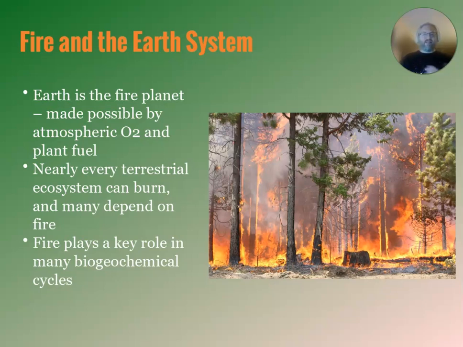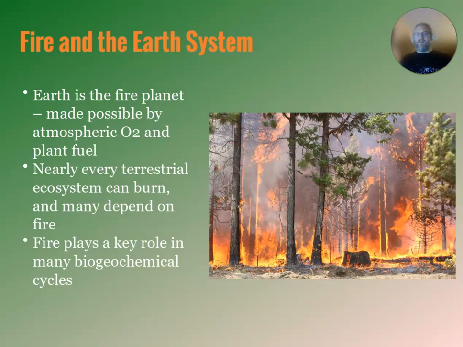Fire is actually a necessary part of many of our ecosystems on the Earth, outside of a very few like Arctic tundra and some of the equatorial rainforest areas. Just about everything else, fire is part of how that ecosystem operates. It's a necessary element of the ecological cycle. And fire plays a key role in many of our biogeochemical cycles.